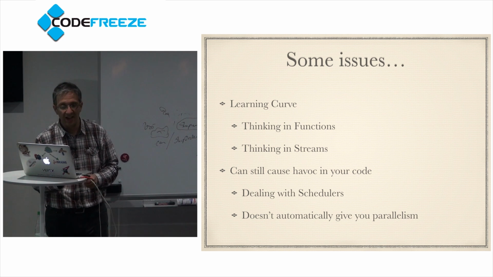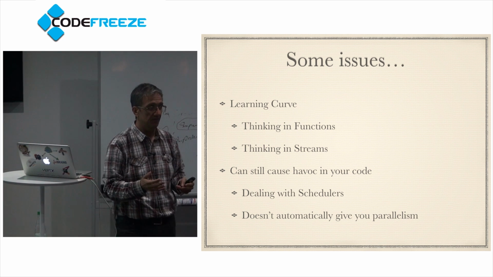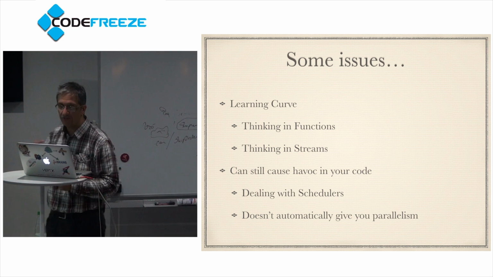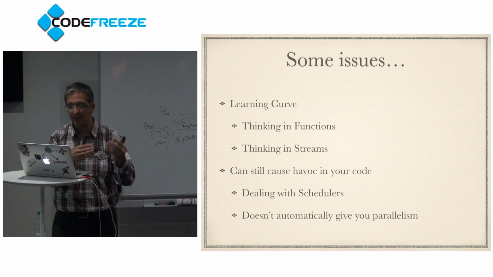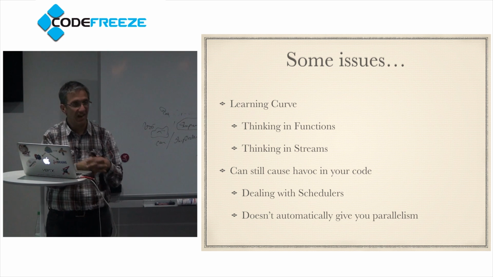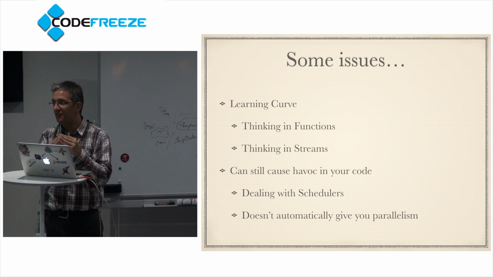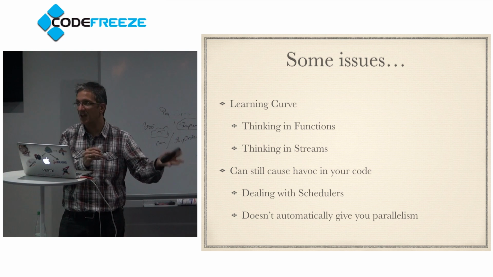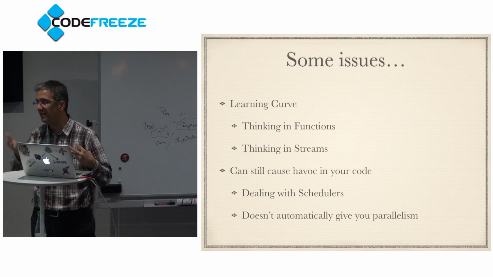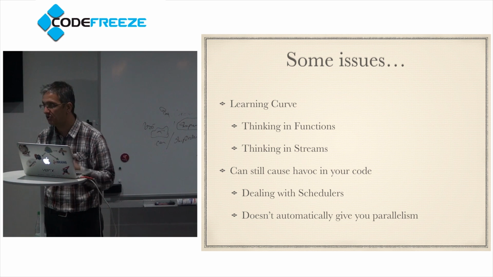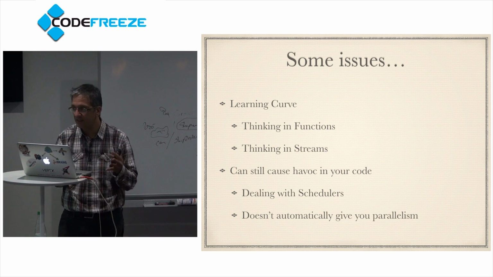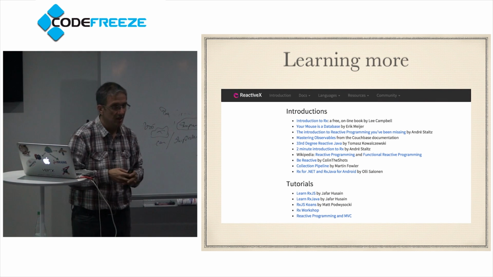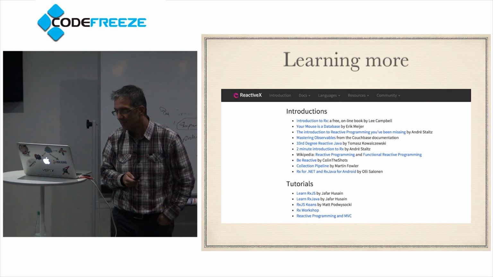The issues that it has is it has a learning curve, right? It's not simple to grasp. You have to think in functions. You have to always think in streams and how to combine these streams. You can still cause havoc with your code, because if you start to, for example, subscribe on a specific scheduler and observe on a different one that doesn't make sense, that could produce deadlock. It doesn't automatically give you parallelism, right? What it's doing is providing you with asynchronous callback handling.